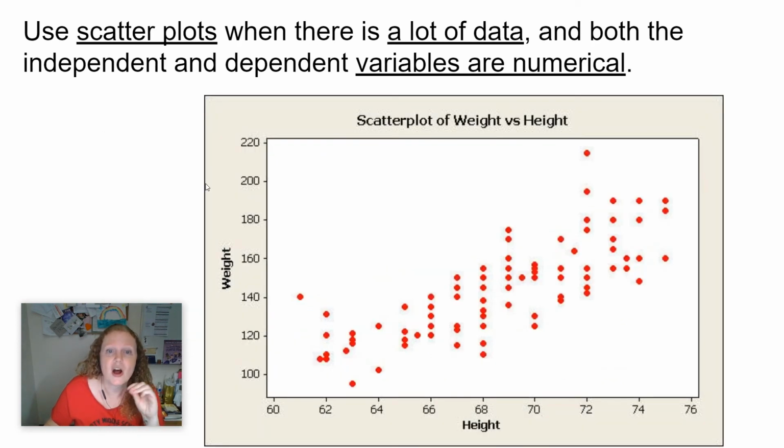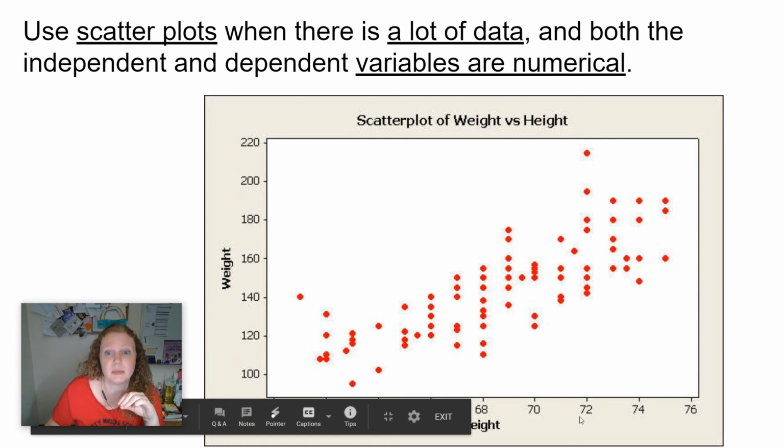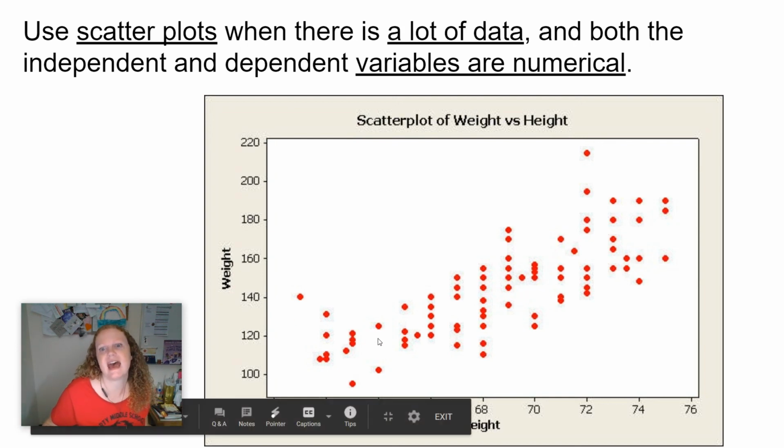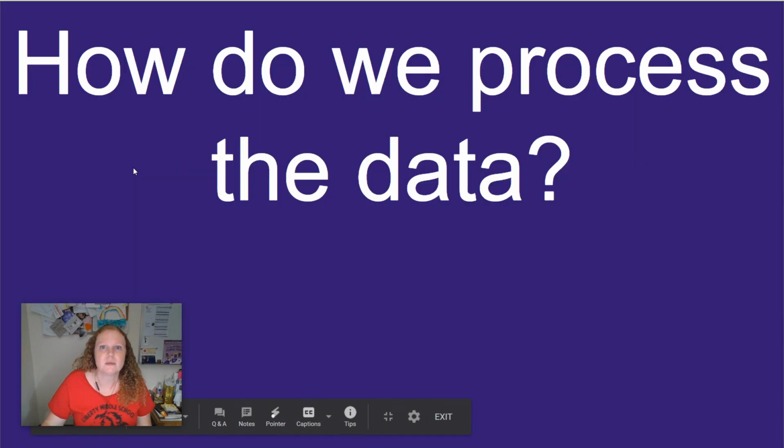Scatter plots, also you need two numbers. You need a number on the x and a number on the y. This is a height and weight comparison. You can use this when there's a lot of data, and the independent and dependent variables, again, have to be numerical, but it could be all over the place. This shows a trend line, and it makes sense, right? As height increases, weight increases. This scatter plot has a lot of data points all together. That is when you use scatter plots.